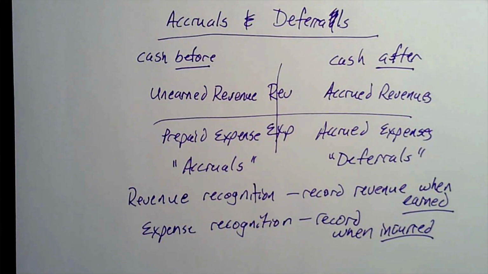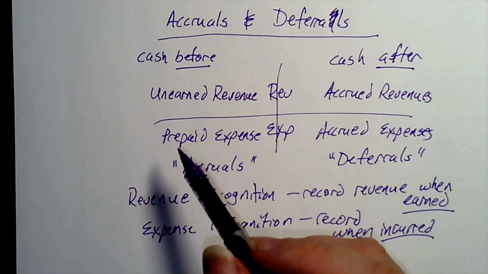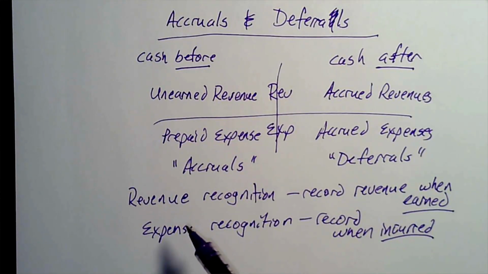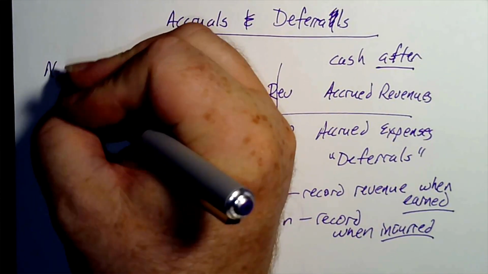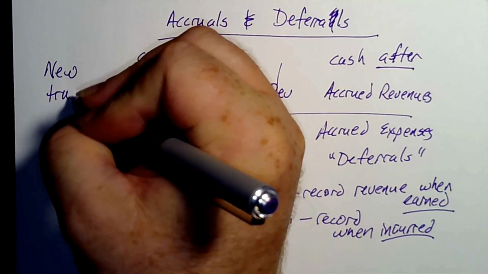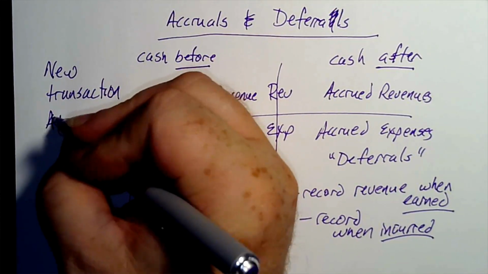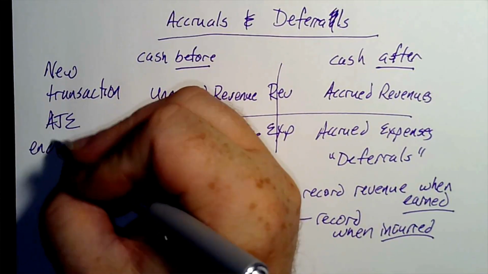Okay, let's go ahead and get going with the second part of this chapter 3 set of videos. Now, I've kind of recreated where we ended last time. We created the chart here, and I just wanted to remind you that we have a new transaction that we're looking at, and that is the adjusting journal entry. And it happens at the end of the period.